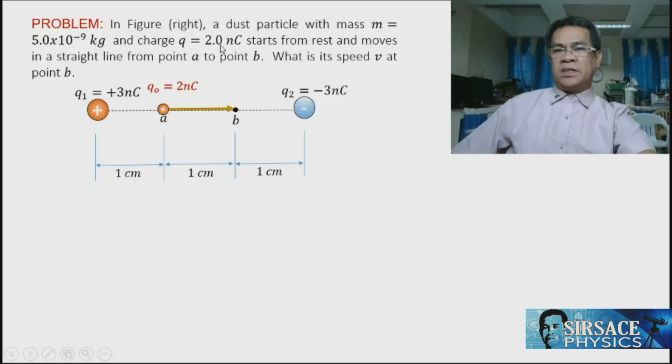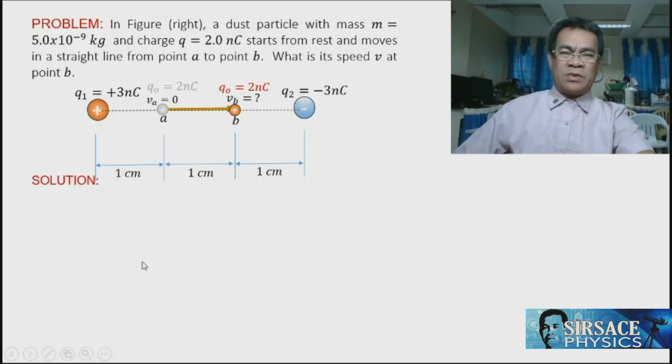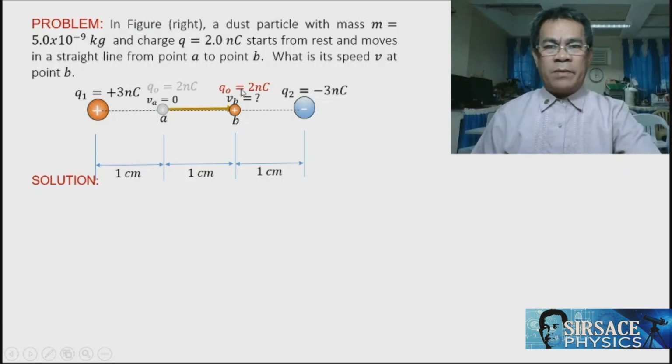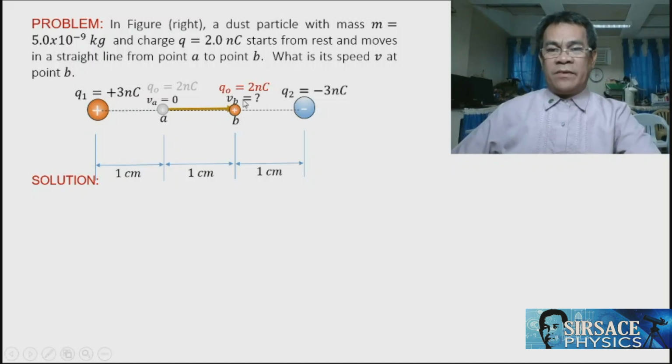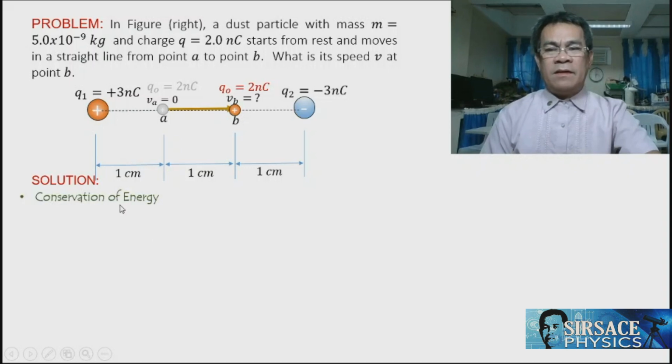So this charge 2 nanocoulomb moves from A to B. It starts from rest, then it will move. In the final, how much is the final velocity? What will be our solution? Now take note that the problem says what is the final velocity. So what formula did we derive before that relates the velocity of the particle? You remember? Now, take note that there are 2 points of travel. It starts from A and ends at B.